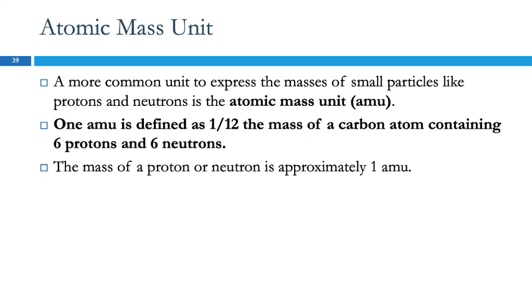It has kind of a funny definition. One atomic mass unit is defined as 1/12 the mass of a carbon atom containing 6 protons and 6 neutrons. The way that is defined means that a proton or a neutron has a mass that is very close to one atomic mass unit, because that carbon atom has 12 of these particles that have mass, plus some electrons that are so small that we don't really need to consider them.